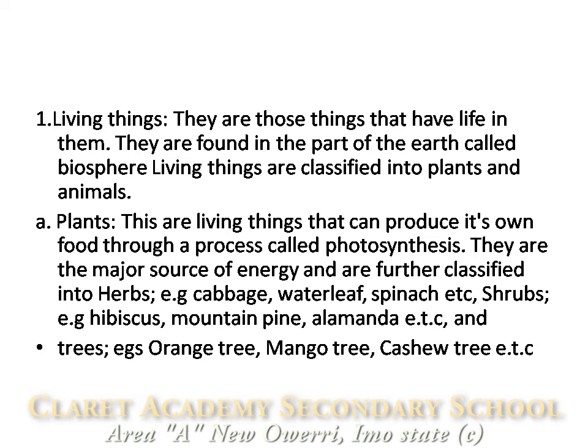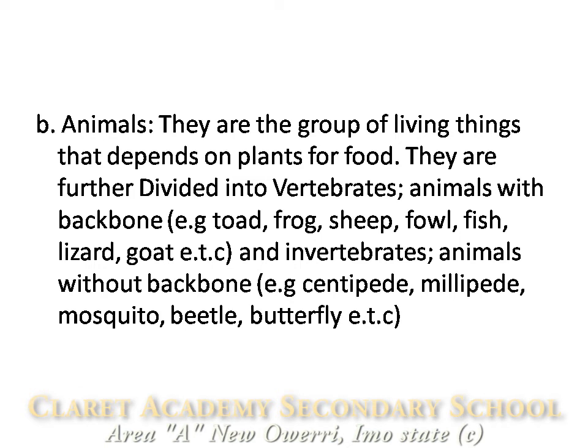While our animals are grouped into vertebrates and invertebrates. Our vertebrate animals are those animals that have a backbone, while our invertebrate animals are those animals that don't have a backbone. Examples of our vertebrate animals are our toad, our frog, our sheep, our fowl, fish, etc. While our invertebrate animals are those animals that don't have a backbone. Examples are our earthworm, grasshopper, butterfly, housefly, etc.